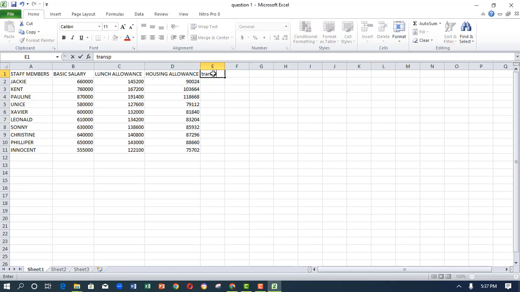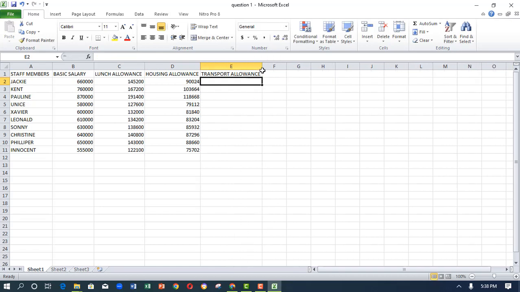It is transport allowance. Oops, sorry. Let's make them capital letters. Transport allowance, like that. Then what we need also is to increase the width of the column. Okay, click somewhere, come and increase the width.